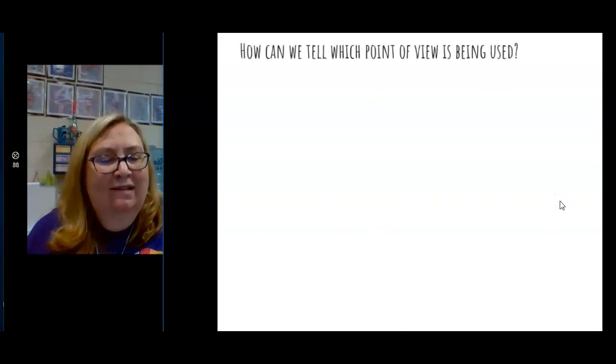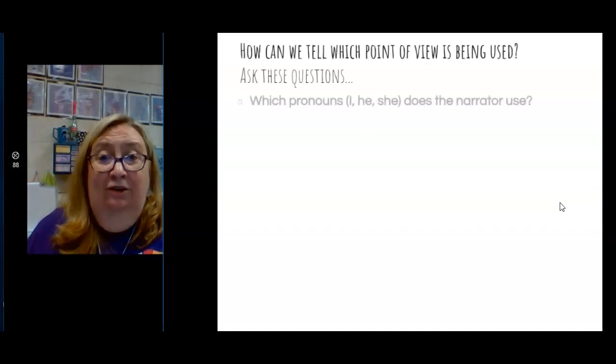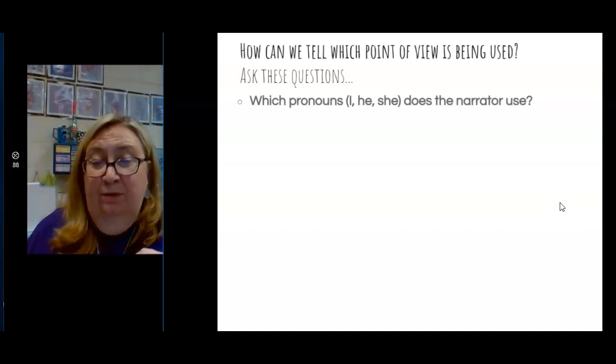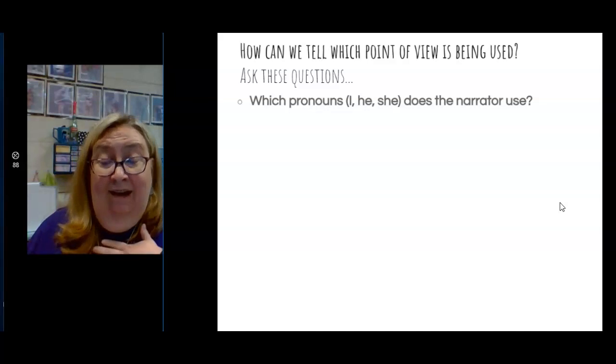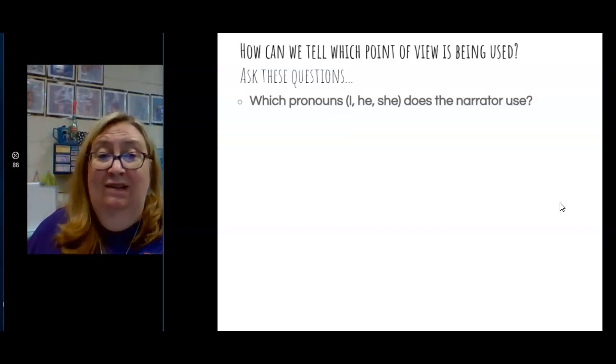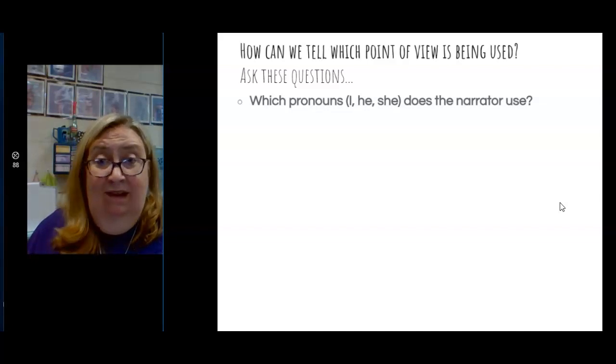So we're going to learn to ask ourselves some questions to tell which point of view is being used. Here are your questions. Pay attention to the pronouns that the narrator uses. Does the narrator say I because they're part of the story? Or do they say he and she only because they're not part of the story? They're just on the outside looking in.